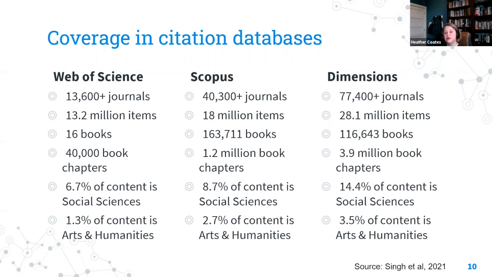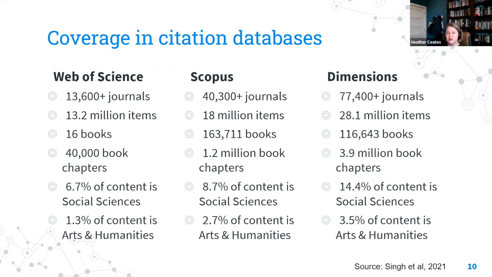If we look at Scopus, there's a much broader coverage of the literature. Their book coverage is a little bit better. They have lots of book chapters, but the domain coverage is still underrepresented. So 8.7% of content for social sciences and 2.7% for arts and humanities.